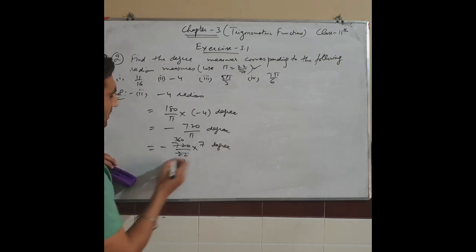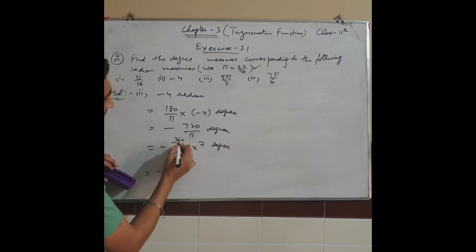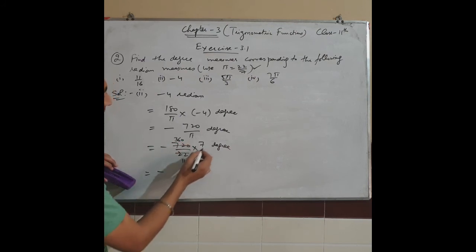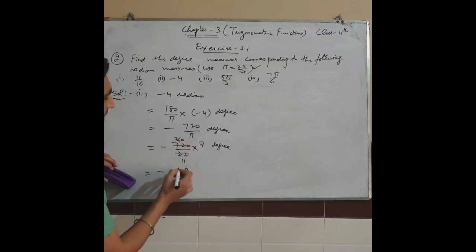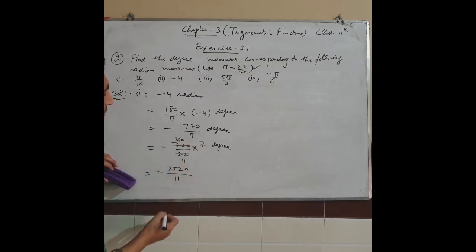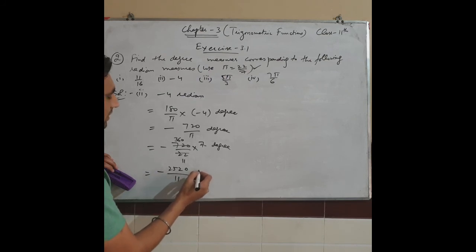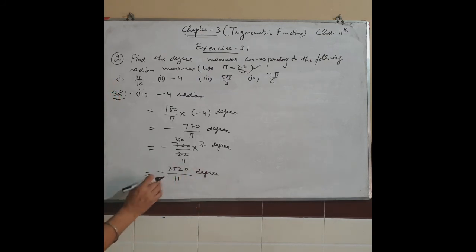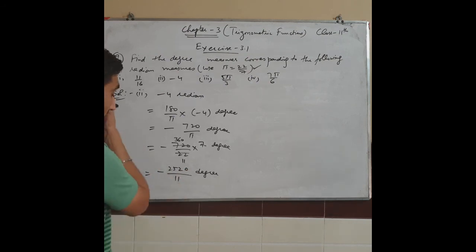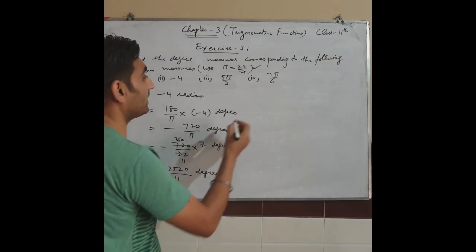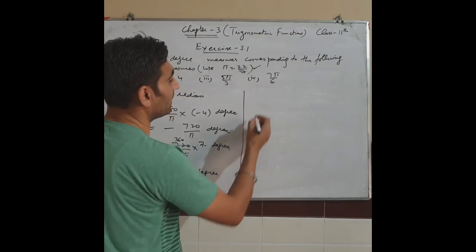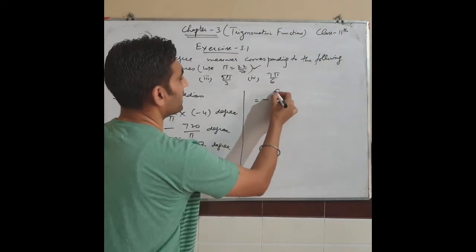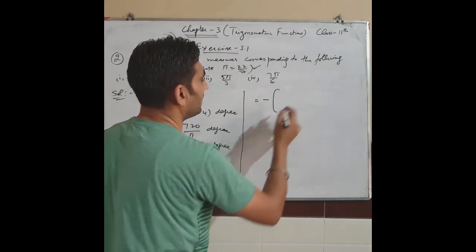Now you can mark it: minus 7 into 360, 7 zeros, 42, 4 left, 25. So it is 2520 degree measure of this, minus 2520 over 11 degrees. Now see what next we have. Students, one thing you have to make very clear here: write the minus sign outside, don't include it with any value.